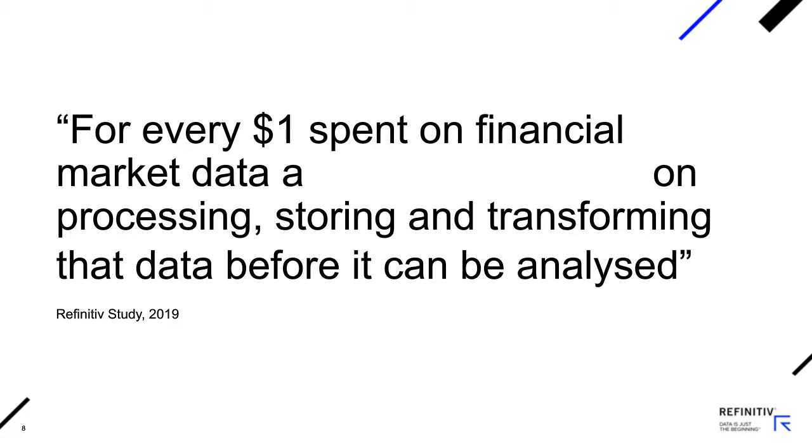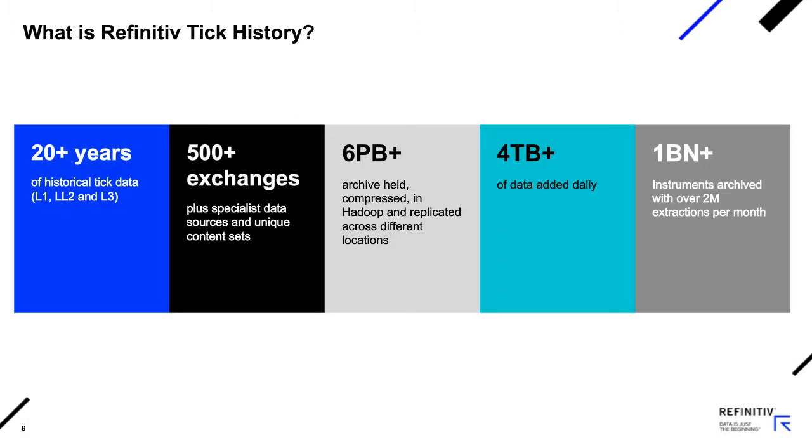So that's the biggest reason why we thought, okay, let's look into how we can transform our offering, right? So what is Refinitiv tick history? Refinitiv tick history is our historical data archive, which carries level 1, level 2, and what we call level 3 data, so full market depth as well. We carry over 500 exchanges plus specialist data sets. So it's not only exchange traded instruments, but we also carry broker data and OTC content. It allows you to analyze data all the way back to 1996. Our archive is about 6 petabytes compressed and held and replicated in different locations. So we're talking about petabytes worth of data. It is a significantly big archive, as you can already see.